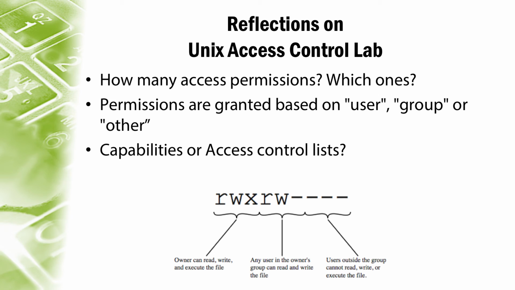The next set refers to the group. Any users in the owner's group in this example can read and write the file. Note that there is not an X set in the sixth bit here. That means that any user in the owner's group cannot execute the file. Finally, the last three bits refer to any user outside the group. In this case, no bit is set, which means that those users cannot read, write, or execute.